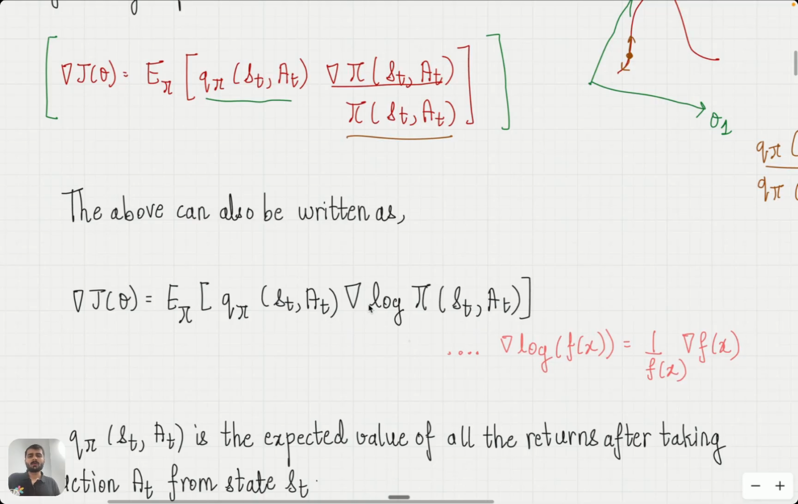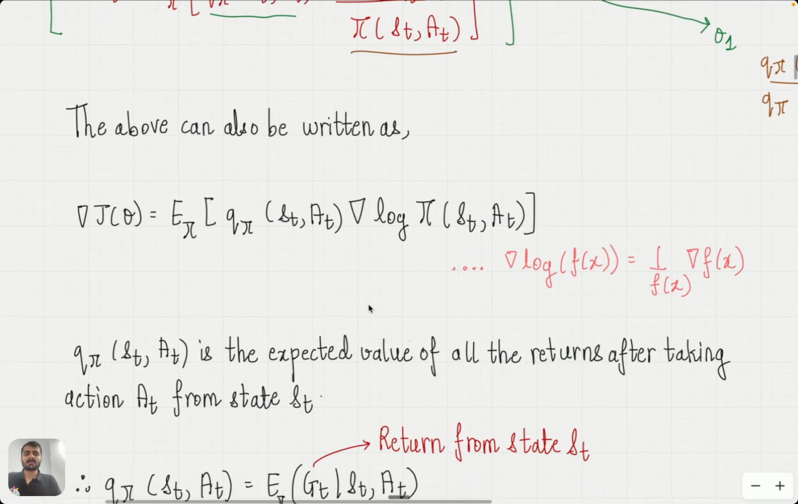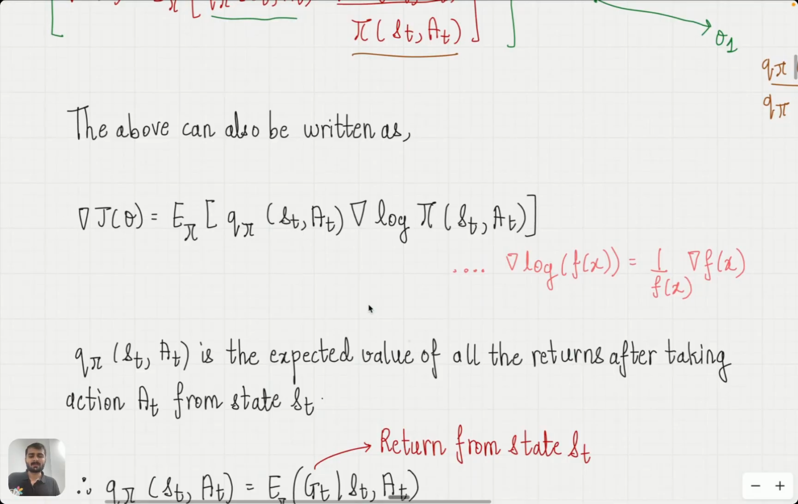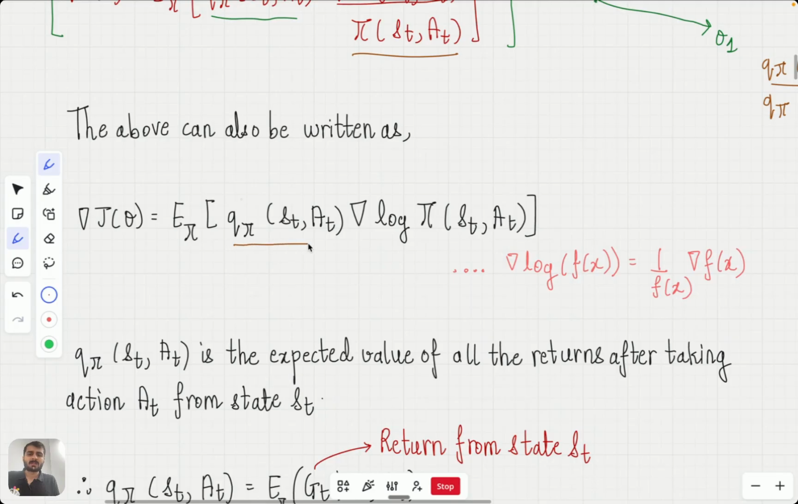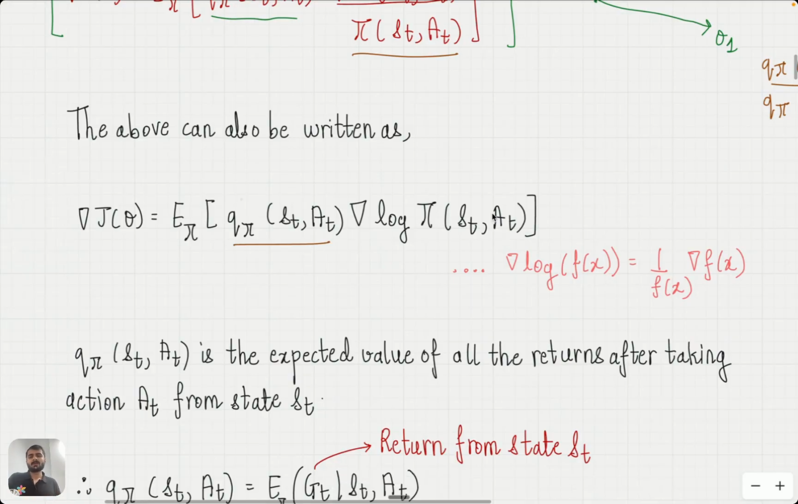Okay, now we are going to look at some other ways in which we can write this same expression. Firstly, we have looked at q pi of st comma at multiplied by gradient of log pi. Now there are some alternative ways in which this same expression can be written.